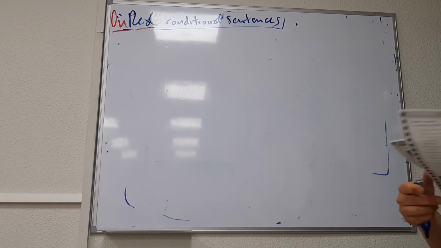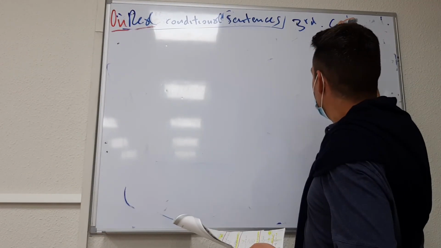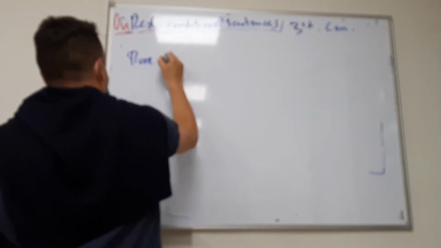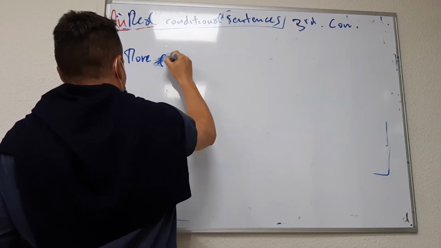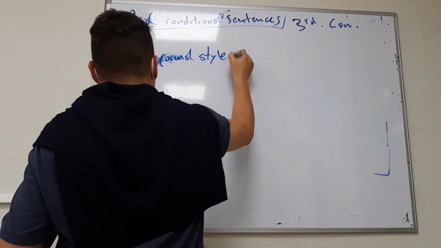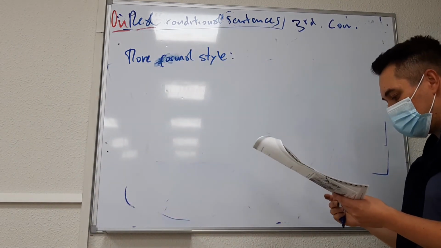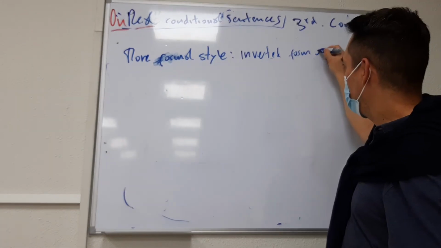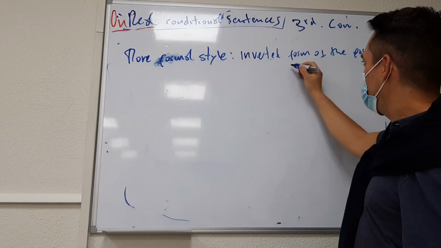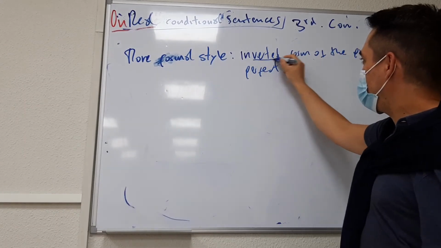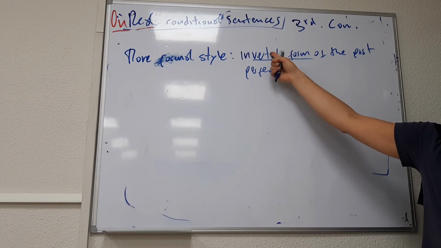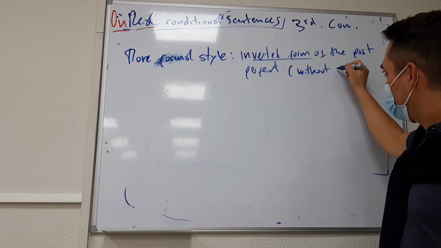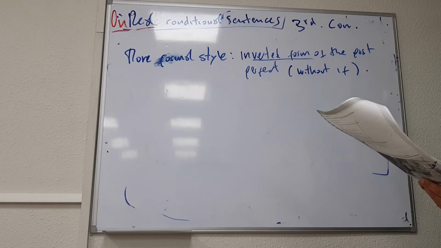We can be more formal. So again, the third conditional. In a more formal style, we can use the inverted form of the past perfect. So whenever there is inversion, there is more formality. And without if. So what can we say?